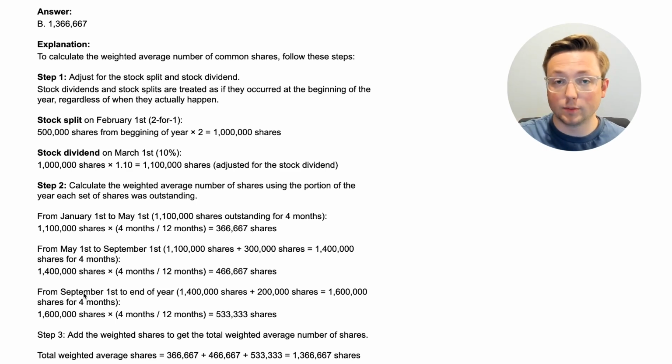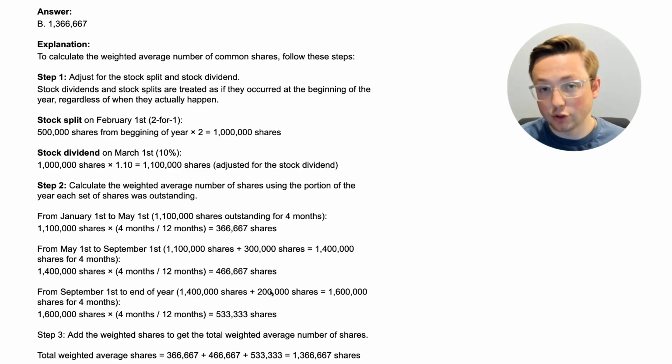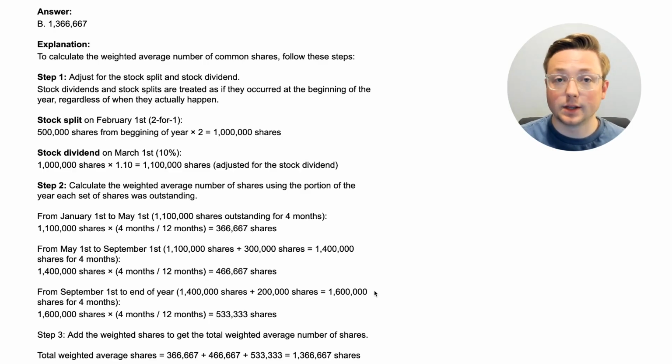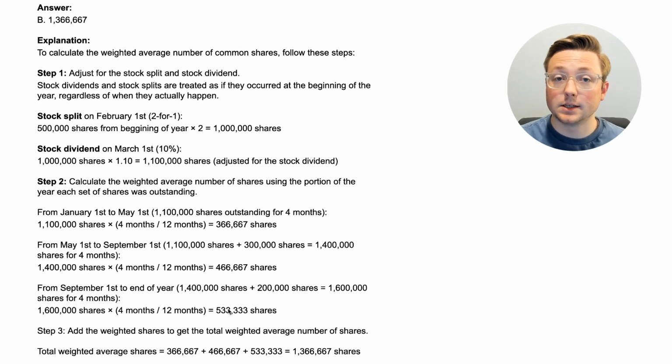And then again, from September to the end of the year. So September, October, November, December, we're adding these 200,000 shares. That's how long they were included. So 1,400,000 plus the new 200,000, so 1,600,000 is the total for the last 4 months of the year. So that's 533,333.